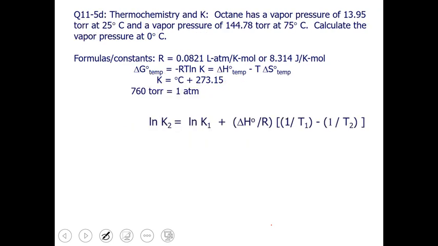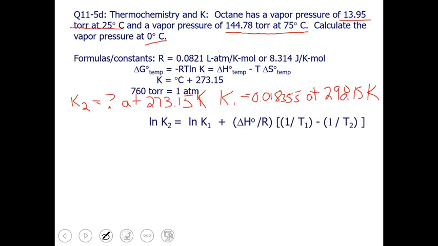And one last problem using this formula. Now we would like to know the vapor pressure at 0 degrees Celsius. So first we can think about this problem conceptually. At 75 degrees Celsius, the vapor pressure is 144.78 torr. The vapor pressure goes down when the temperature goes down, to 13.95 when we are at 25 degrees Celsius. So at 0 degrees Celsius, we certainly expect our value to be lower than 13.95.